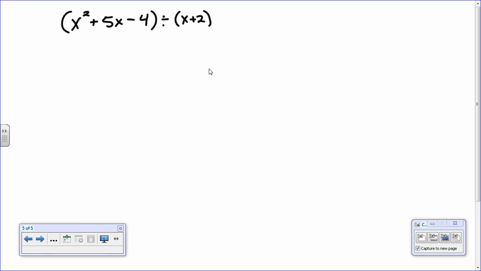Okay, so we're going to take the first one and put it in the box. X squared plus 5x minus 4. X plus 2 goes outside the box. And just like we did previously, now we're going to go through this series of questions. X times what is x squared? The answer is x. X times x is x squared.